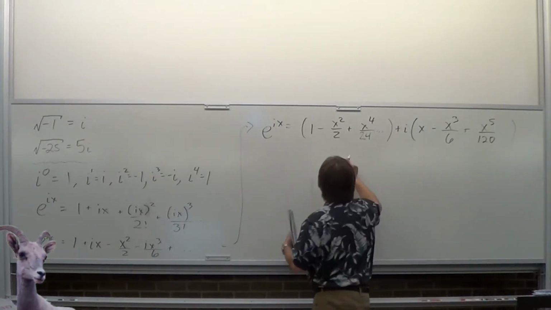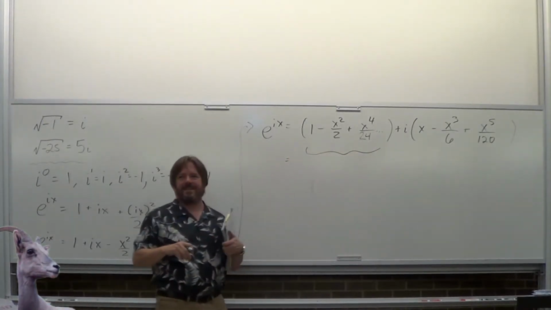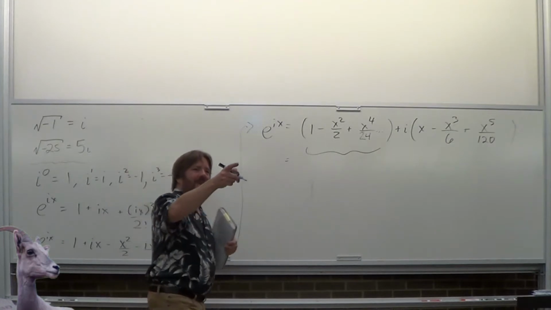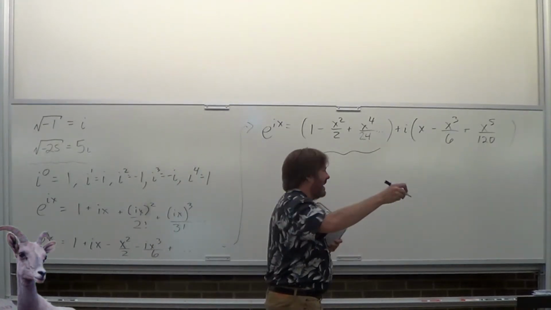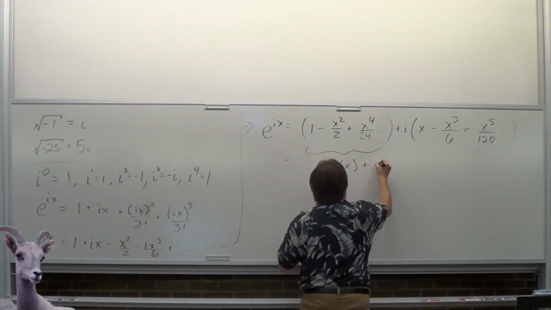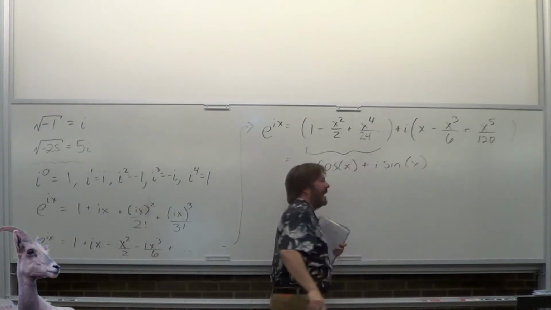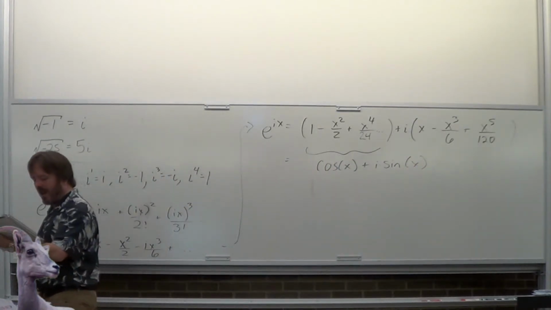All right. So what is this the Taylor series of? Cosine, yeah, it's cosine x plus i, and you can already guess, or you can remember your homework, i sine x. Okay, there you go.